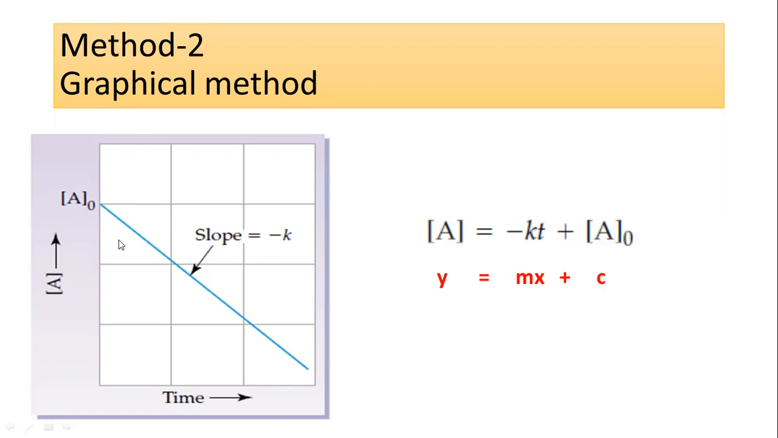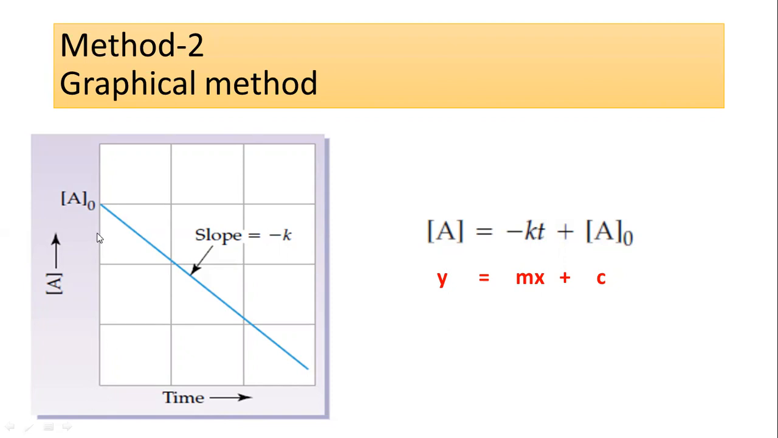Now I'm going to plot a graph and define how to determine the order of the reaction by using the graphical method. So how do you get the information that this is a zero order reaction? The question and the objective is this. First, you have plotted A versus time as given in these variables. So this is time zero.